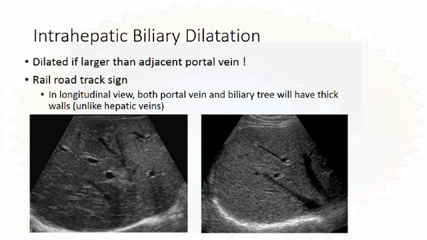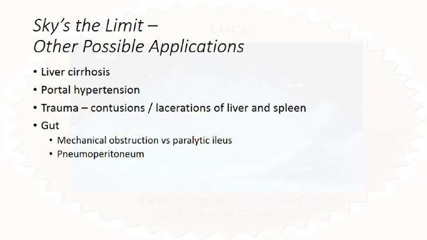What I have told you about point of care biliary ultrasound is just the surface. It's just the iceberg. The sky is the limit, and you have so many other possible applications in the liver and the biliary tract, including cirrhosis of the liver, portal hypertension, contusions of the liver, and so on. And if you look at the rest of the gut, you can scan for liver lacerations, spleen lacerations. You can look at bowels. You can look for mechanical obstruction versus paralytic ileus, pneumoperitoneum, pancreas. The sky is the limit.